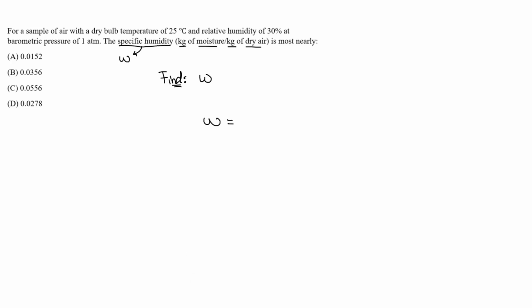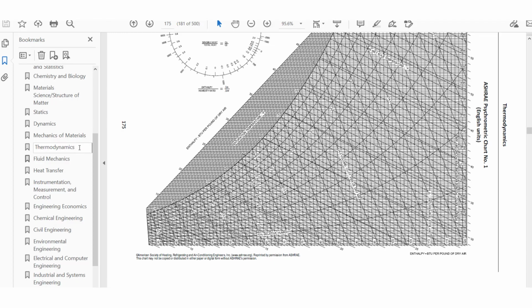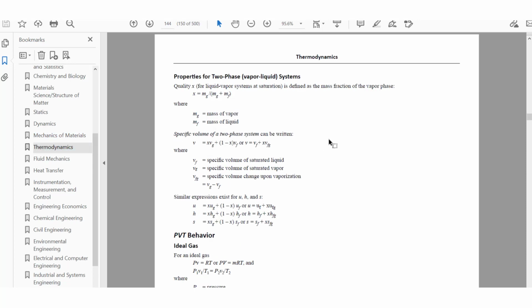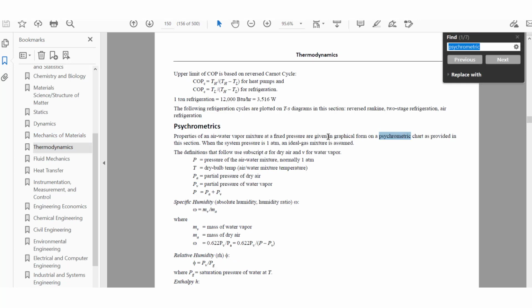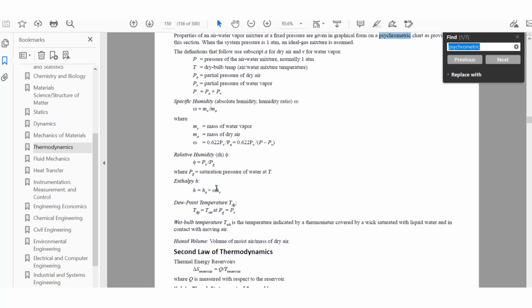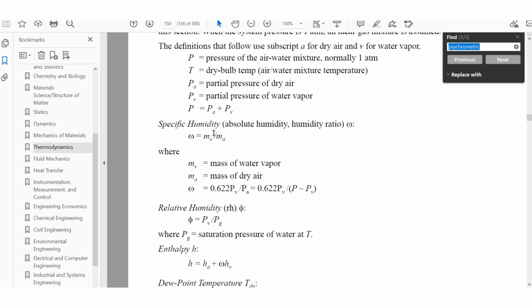So the way we can arrive at this is by using the following equation, which is found in the FE handbook. And let's go to thermodynamics, control F, psychrometric, and you can go down here and we can look at this. So we're taking our omega value, M sub B divided by M sub A. M sub B is the mass of water vapor, and we have M sub A on the bottom, which is the mass of dry air. So we're finding this omega. And the equation that we're going to specifically use is going to be this one.